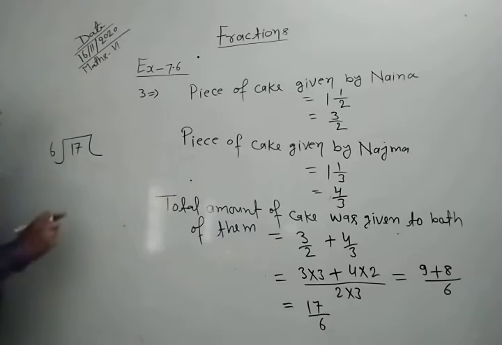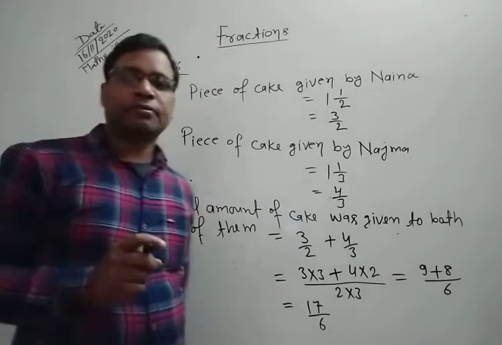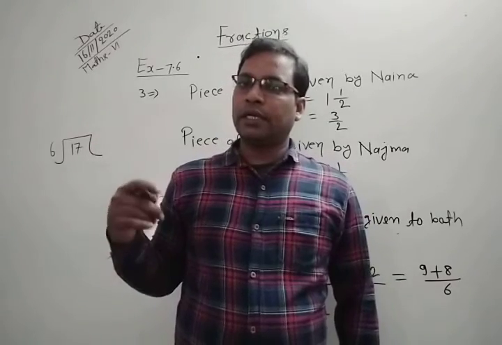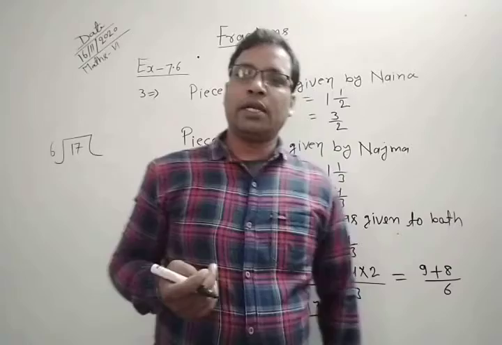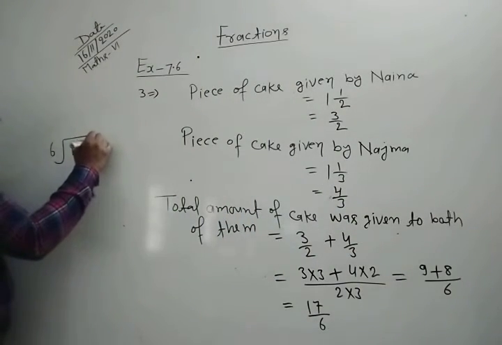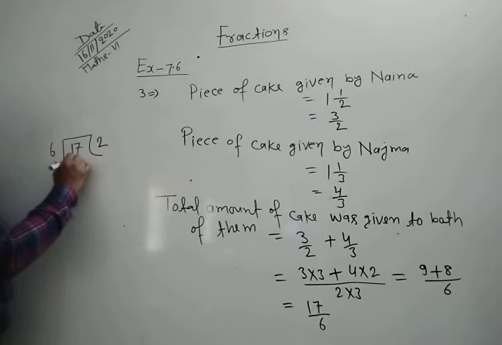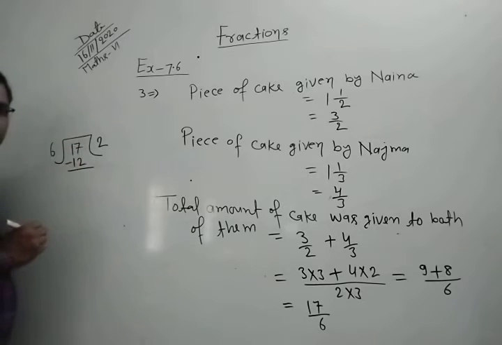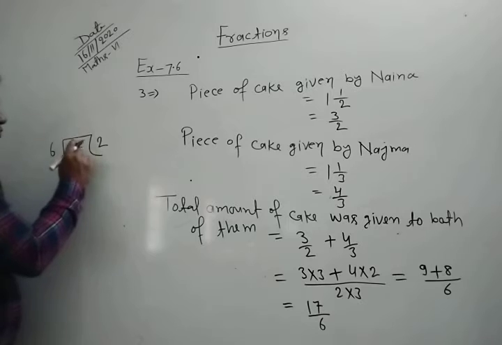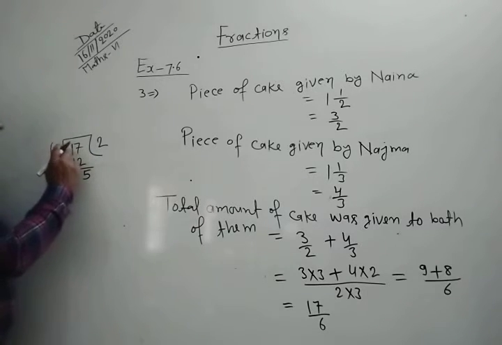You know 6 times 3 is 18, but our dividend is 17, so we take 2 times. 6 times 2 is 12. So we write the quotient 2 here, and 12 below, and subtract them. 7 minus 2 is equal to 5, and 1 minus 1 is equal to 0.